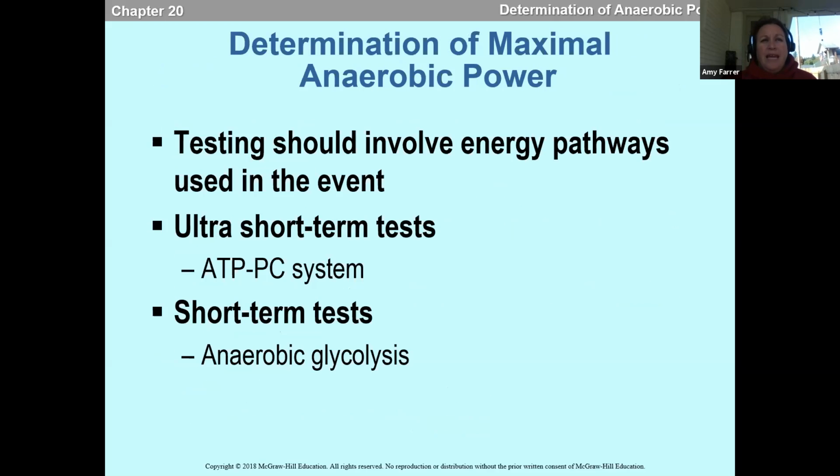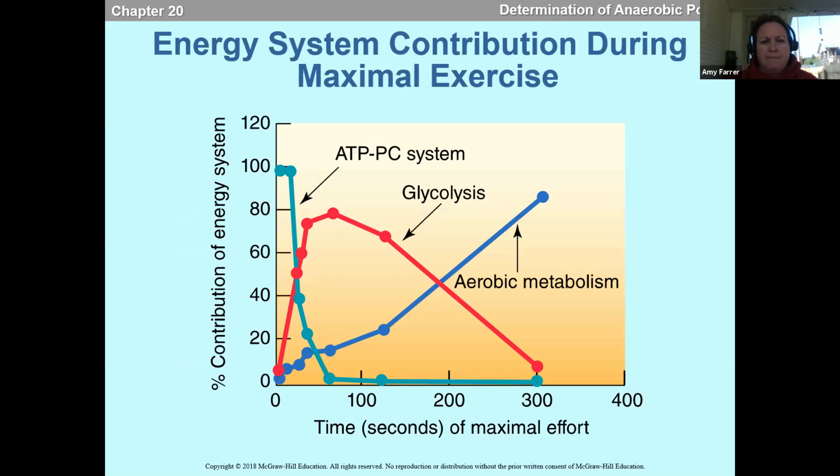So again, if we're looking at anaerobic power, are we looking at the ultra short event? We remember that's up to 10 seconds, or the short term event where we really need to be measuring glycolysis, right? So those are going to be the things. What is the energy system during the exercise that we're trying to look at? What should we be testing for?